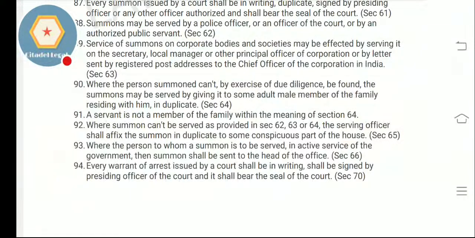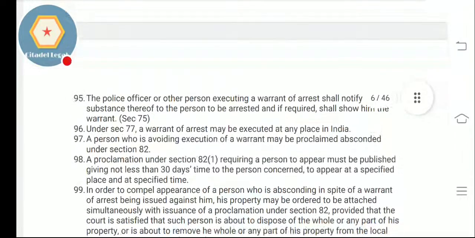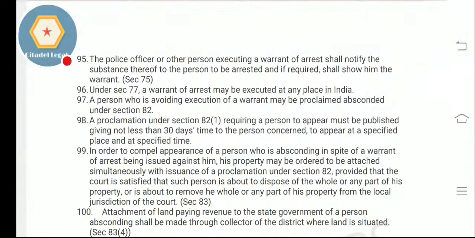Okay, now coming to this section 70, every warrant of arrest issued by a court shall be in writing, shall be signed by the presiding officer of the court, and shall bear the seal of the court. Now after section 70, section 75, the police officer or other person executing a warrant of arrest shall notify the substance thereof to the person to be arrested, and if required shall show him the warrant. This is the exact provision telling the person to be arrested by the police officers the substance of the warrant, and if necessary, it must be shown to him.